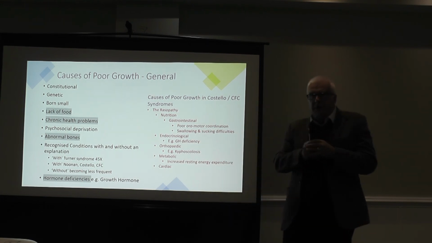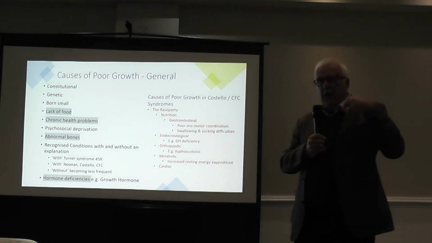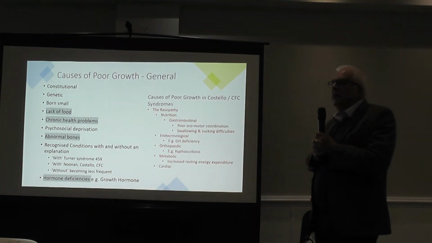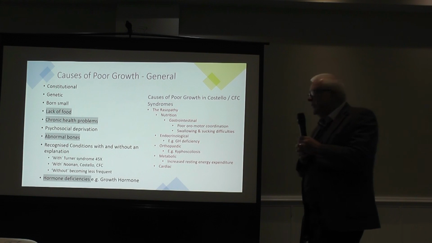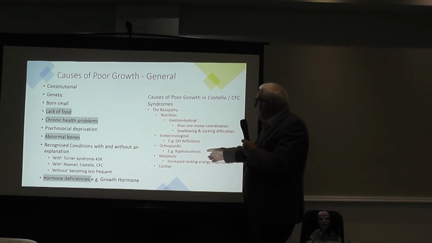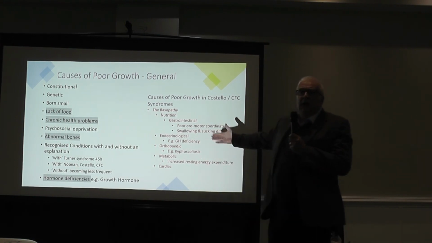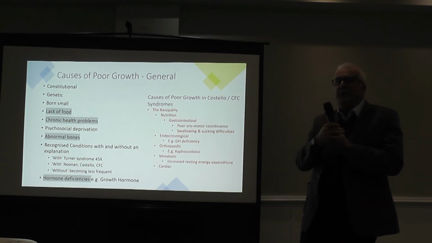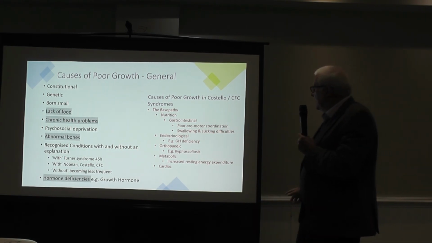Endocrine, and I'll come to this in a moment, so we do recognise that some children with these conditions have genuine growth hormone deficiency, which can be corrected. There may be problems with the bones. One example of that is if you've got a problem with your back, which happens in these conditions.